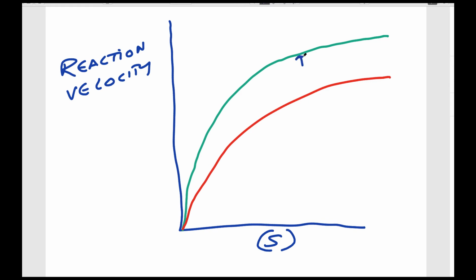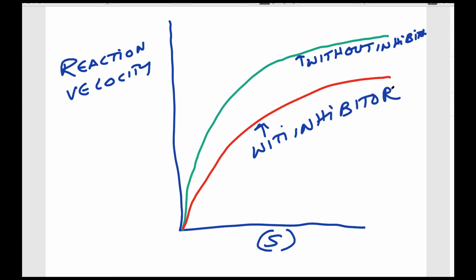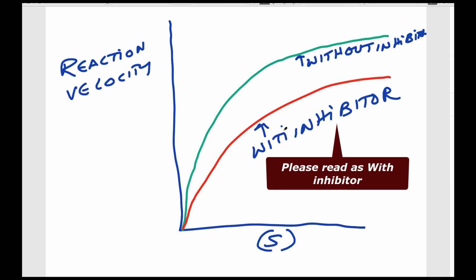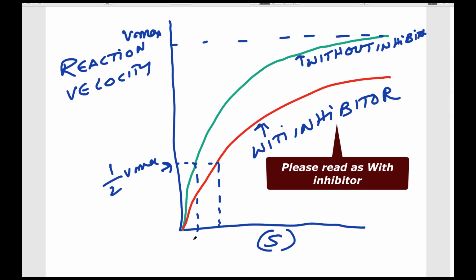This one we can say without inhibitor. This is with inhibitor. There is no inhibitor here. There is a presence of inhibitor. So here we can say V maximum. Here we can say half of V maximum. Here it is Km. See this graphical representation.